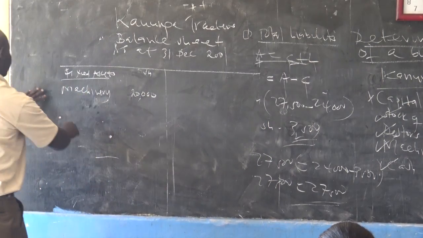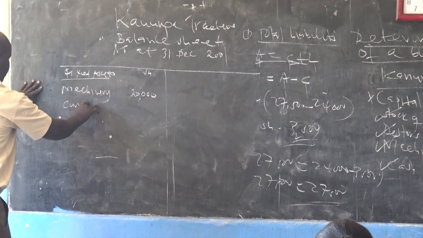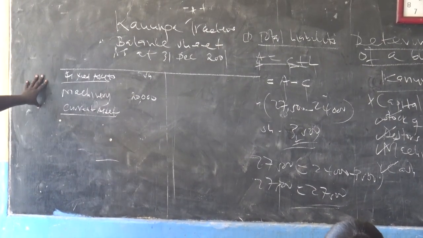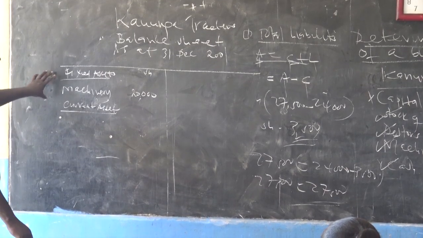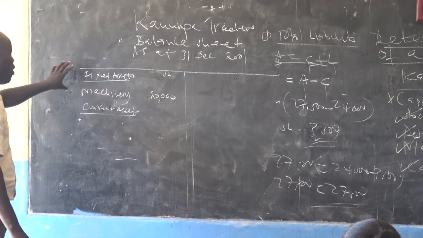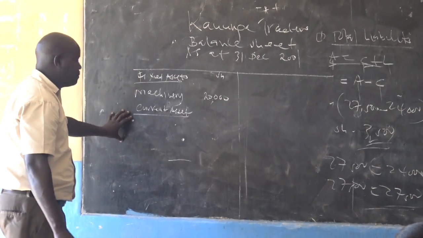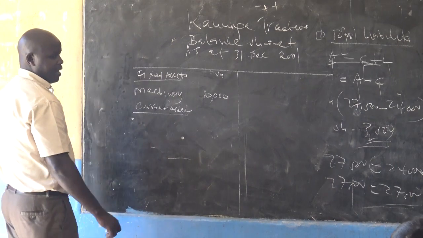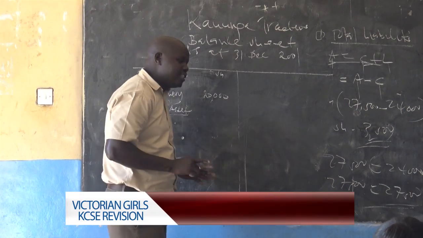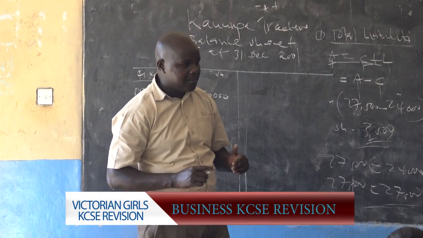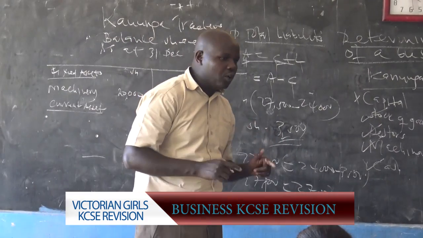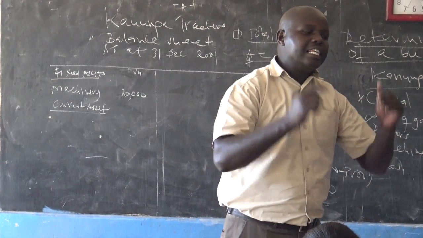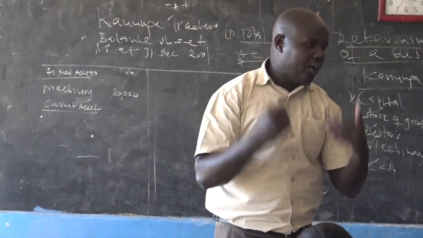What else? We come to current assets. This one is arranged in order of permanency. Which one is more permanent? Fixed assets are more permanent than current assets. Always read the question and understand, because you can be given such information and then told to prepare the Kanunga balance sheet in this order. They can say the order of liquidity.